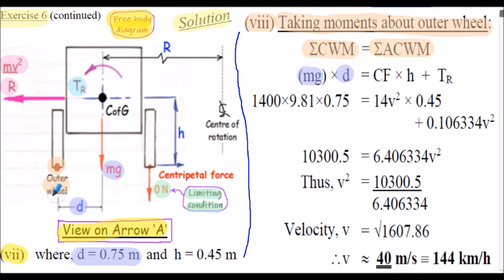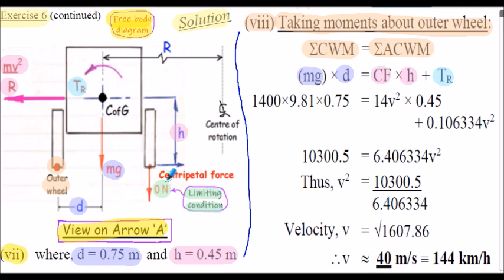Remember, a moment is a force multiplied by a perpendicular distance. And anti-clockwise moments, we have the centrifugal force, mv squared upon r, multiplied by height h. Height h was given in the question. And the centrifugal force, mv squared upon r multiplied by h, has this anti-clockwise rotation about the outer wheel. And of course we know that the inertia torque or inertia couple, Tr, is also having an anti-clockwise sense about the outer wheel.